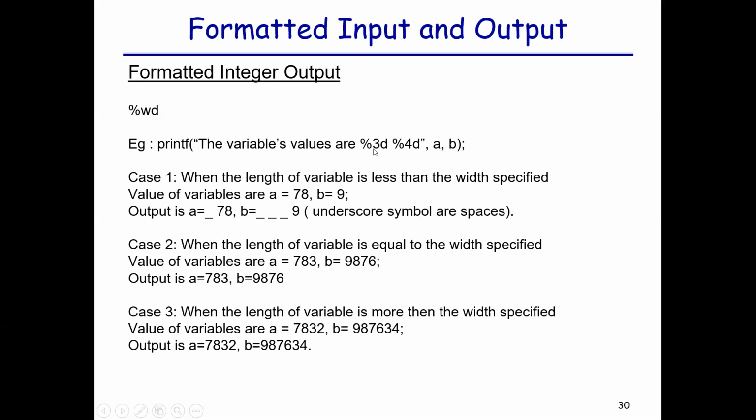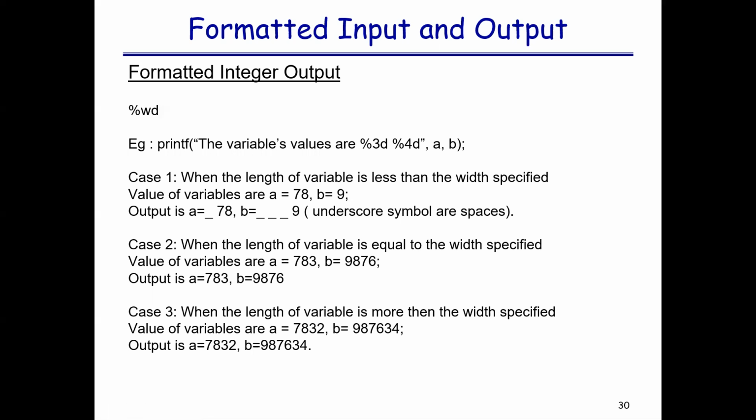Will they be spaces or zeros? When printed, you see the underscore, right? No, that is just showing you. The underscore is not printed; actually a space is printed. The underscore is the symbol used here to explain. So for A it is a space, 7, 8, and for B a space, 9, because you have 3d here and 4d here, and A contains 78 and B contains 9. So you can use such syntax in printf also. Any doubt in case 1?